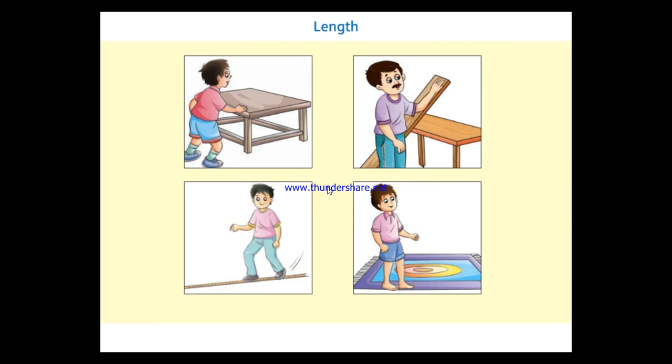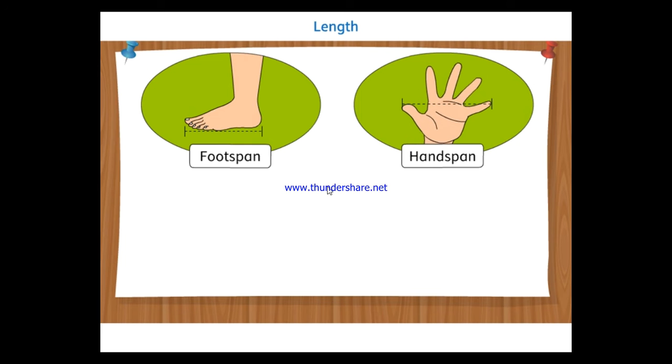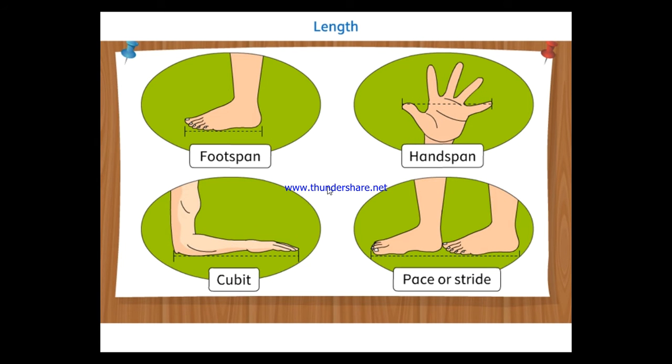People use their body parts, such as hands, arms, and feet, to measure things in their environment. They are footspan, handspan, cubit, and stride.